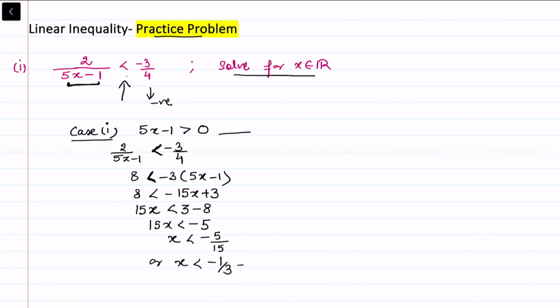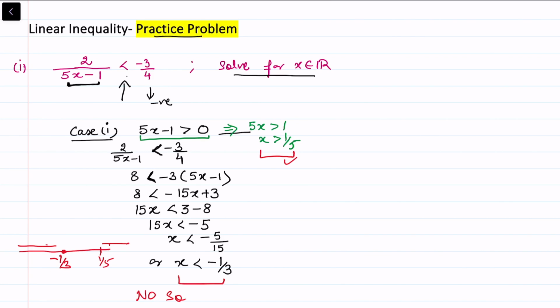One is this and another is this. Now look at this condition. From the first condition, we have considered that 5x minus 1 is greater than 0. This means 5x should be greater than 1 and x should be greater than 1 by 5. And we got the result x should be less than minus 1 by 3. So now try to combine x greater than 1 by 5 and x less than minus 1 by 3. Is it possible to have a solution simultaneously? No, it is not possible, because one time we are saying x is smaller than minus 1 by 3, another time we are saying x is greater than 1 by 5. There is nothing common on the real line. So for this case, we will have no solution. We cannot find any x which satisfies both conditions.